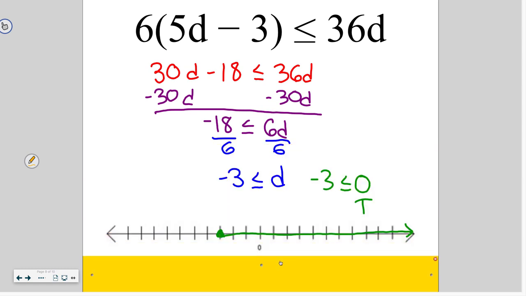Distributing gives you 30d minus 18. And continuing to solve for d, you end up with -3 is less than or equal to d. Putting that closed dot on -3 and testing 0, you get a true statement. So your arrow is moving to the right.